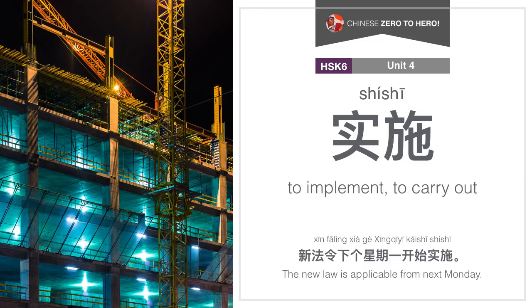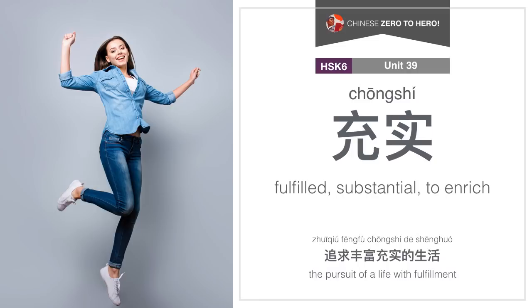In HSK 6, we learn 实施 meaning to implement or to carry out. 新法令下个星期一开始实施 The new law is applicable from next Monday. In HSK 6, Unit 39, we also learn 充实 meaning fulfilled or substantial or to enrich. 追求丰富充实的生活 The pursuit of a life with fulfillment.